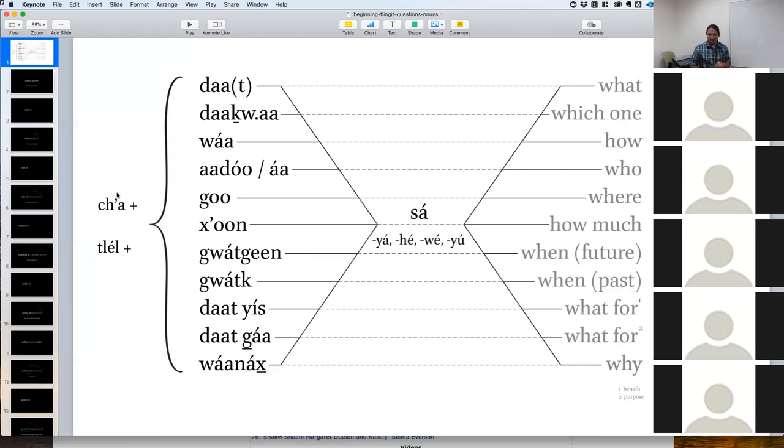The other thing that you can do with these is just with the question marker and the sa, if you put cha right before it, it changes the meaning. So da sa is what, but if I say cha da sa, that is whatever, and then cha da kha sa, whichever one. Chawasa, however, chaasa, whoever, chaguksa, wherever, chakunsa, however many, chakwetkinsa, whenever, in the future. The last three, it doesn't work quite as well. But that's one thing you can add to it to make it into the blank-ever, right?